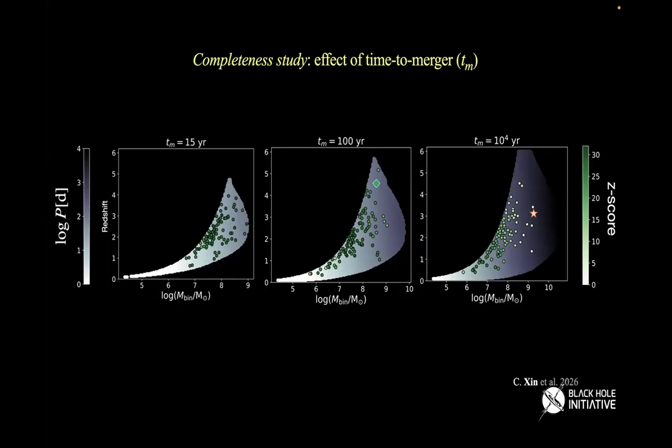So I tried a few values for time to merger, ranging from 15 years to 10 to the 4 years. At the closest range, these are the LISA binaries. And I'm plotting in the gray contour here the period as a function of redshift and mass. As I mentioned, if you fix the time to merger, the period is shortest on the lower mass end and longer on the higher mass end. So your gradient darkens to the right side.